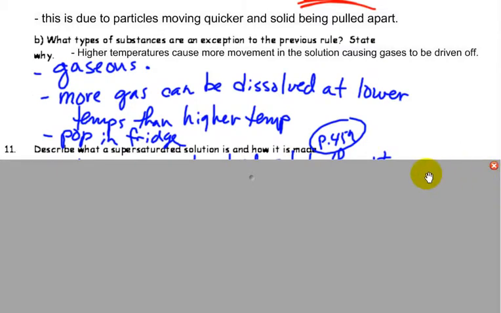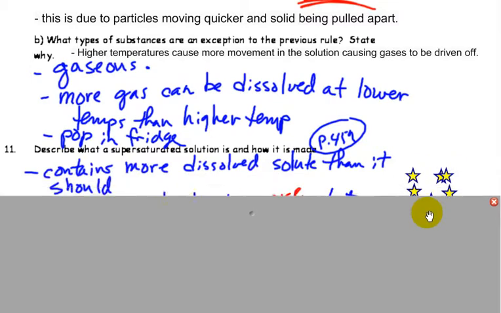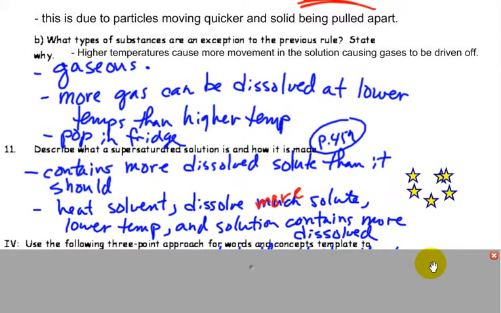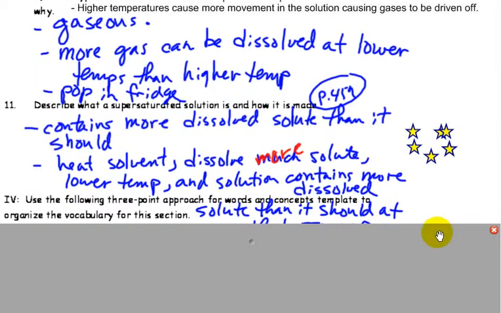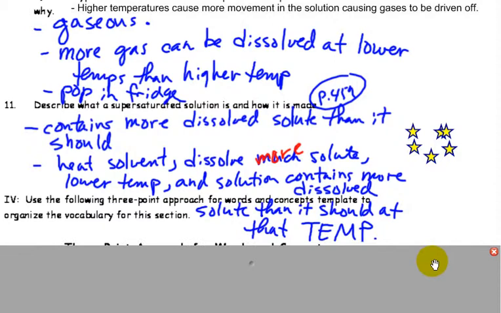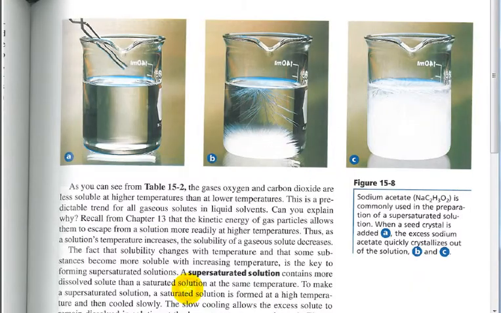So unsaturated contains less, saturated contains the maximum, supersaturated contains more than it should. And you may be asking, how in the world can that happen? What you need to do is heat the solvent to a higher temperature and dissolve a lot more solute due to that increase in temperature. And then if you carefully lower the temperature, that solute will stay dissolved. If you're careful not to bump the solution or scratch the inside of the glass or drop something in it, it contains more solute than it should at that temperature due to heating it up and dissolving more.